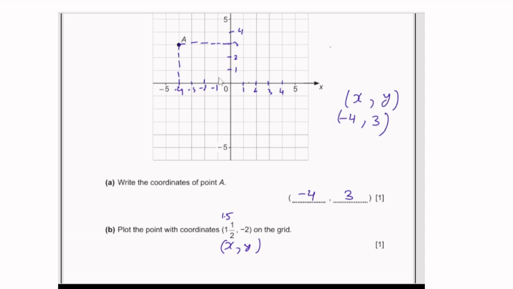And then negative 2. Negative 2 means we need to go down. So negative 2 is here. This is negative 1, this is negative 2. So our point is here, right? This is the required point. Okay.